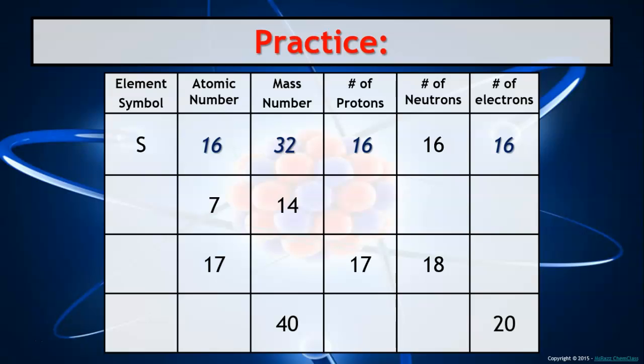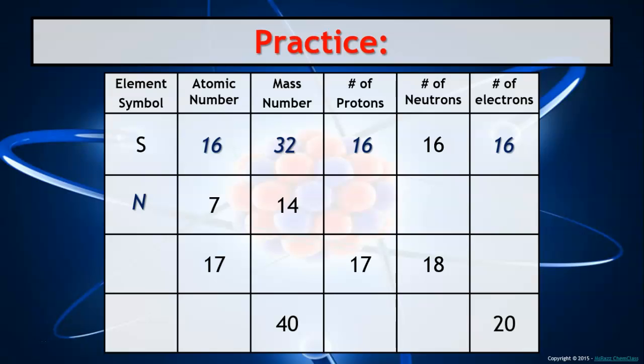Let's take a look at the next row. We don't have the symbol, but we do have the atomic number, which means we can look on the periodic table and go across till we find the number 7. Well, the number 7 is capital letter N for nitrogen. All right, the atomic number 7 is nitrogen. We know it has a mass number of 14.